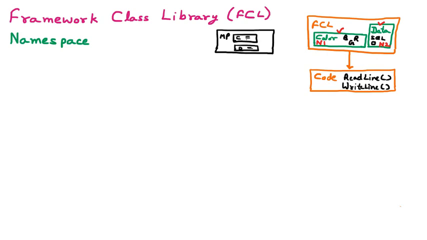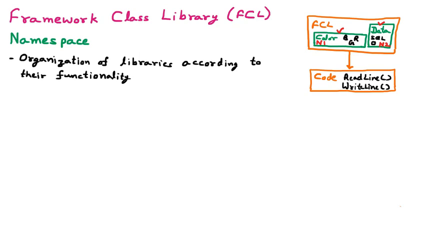So if I want to use colors in my project, I will go only to the color namespace, which is part of the library. If I have to do database connectivity, I will only use the namespace data, which is part of the Framework Class Library. So this is how we can understand namespaces: they are the organization of libraries according to their functionality.